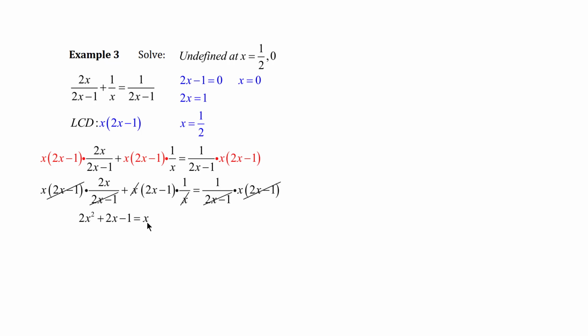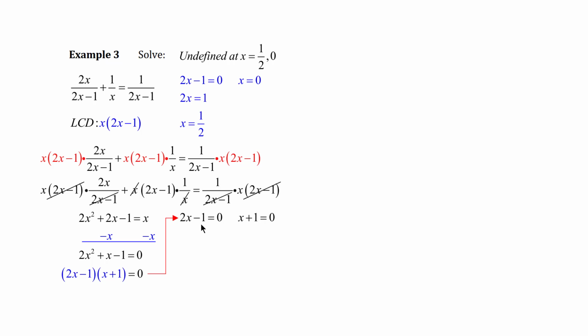From here, we're going to set the equation equal to 0 by subtracting x from both sides. The result is 2x squared plus x minus 1 equals 0. Next, we factor the trinomial 2x squared plus x minus 1. We get parentheses 2x minus 1 times parentheses x plus 1 equals 0. Next, we use the zero factor property. We take each factor and set it equal to 0. We get 2x minus 1 equals 0, and we also get x plus 1 equals 0.